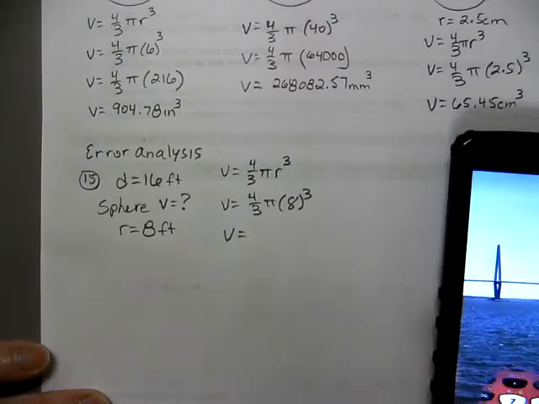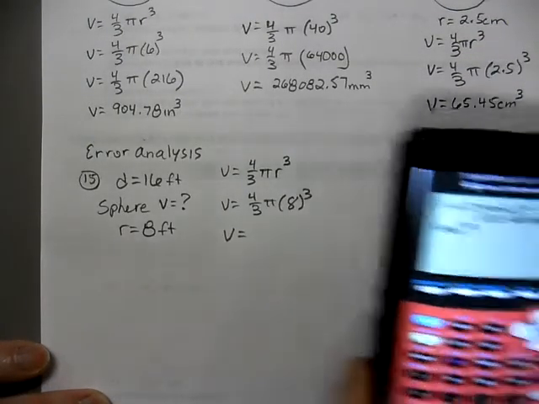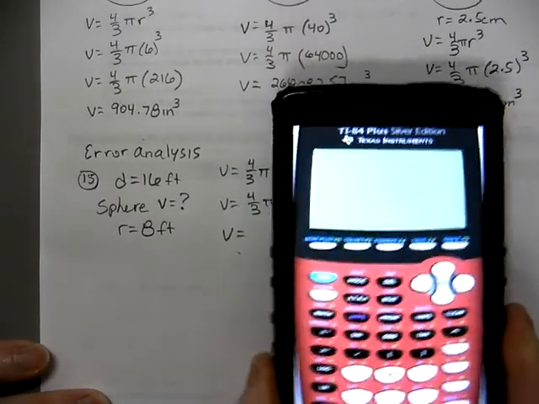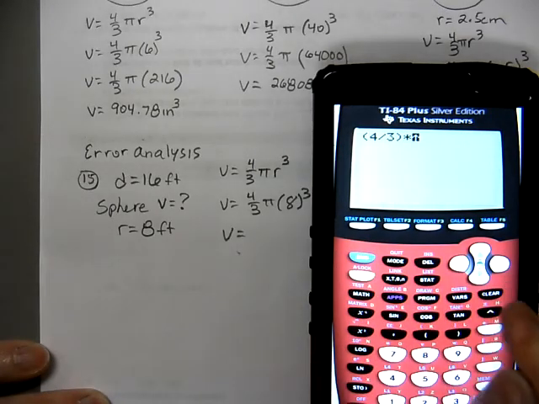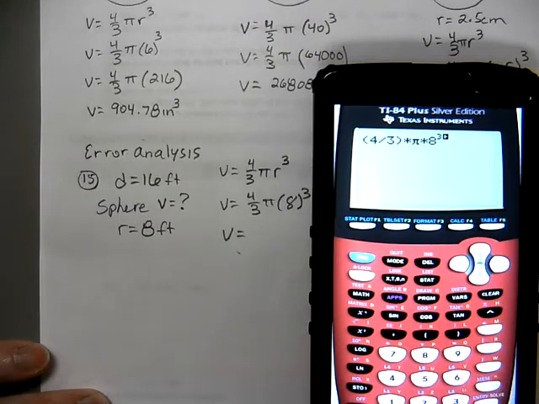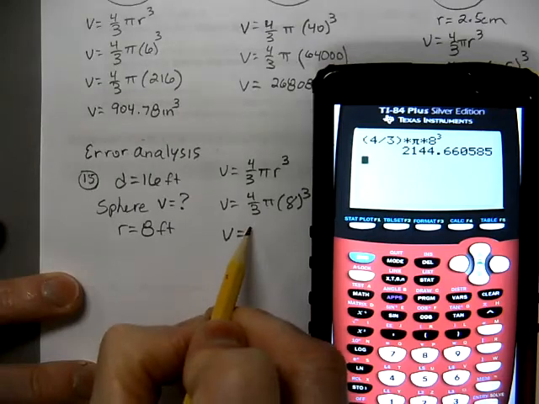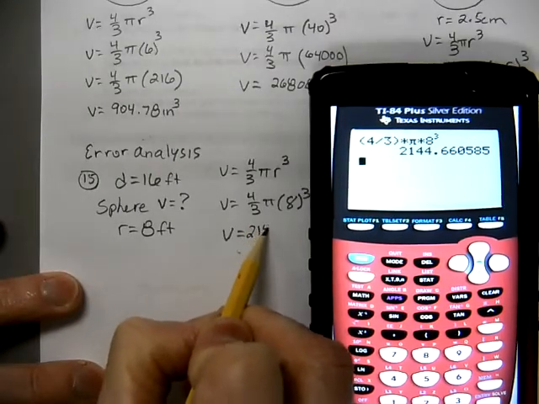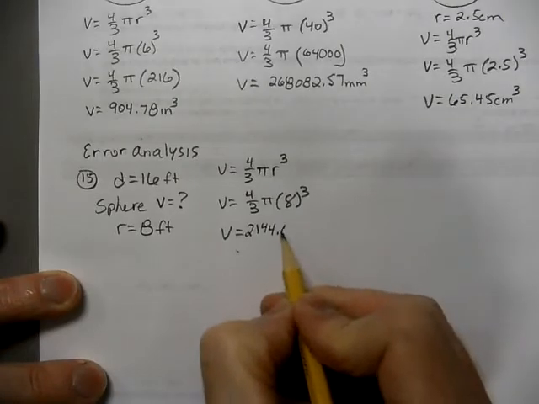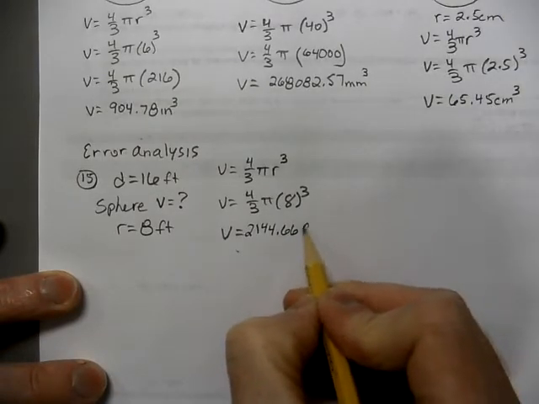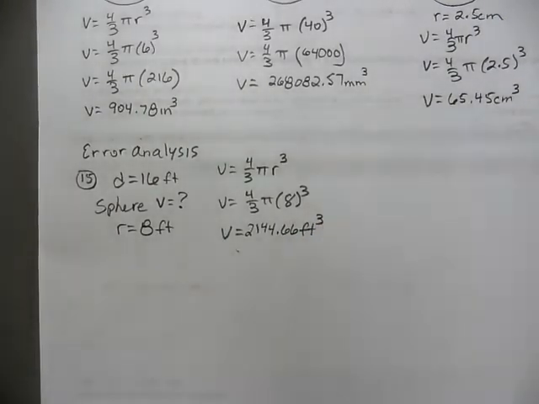So when we do our calculation, we'll say 4 divided by 3 times pi times 8 cubed. That gives us 2,144.66, and these are feet cubed.